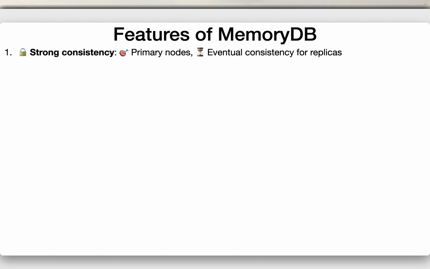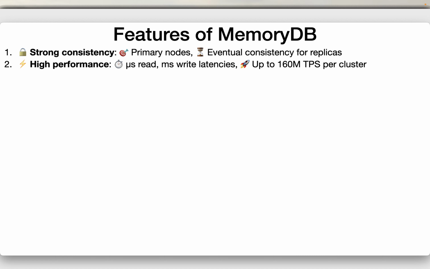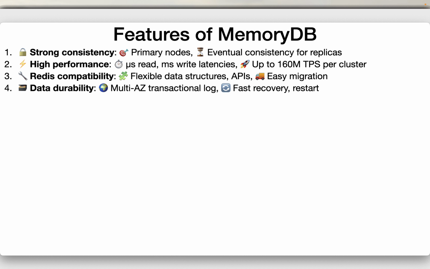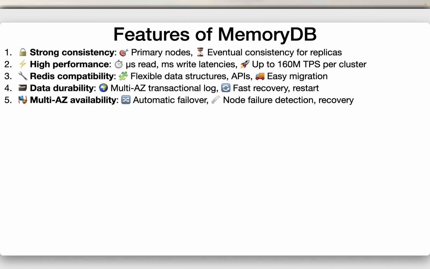Features of MemoryDB: strong consistency for primary nodes and guaranteed eventual consistency for replica nodes. Microsecond read and single-digit millisecond write latency with up to 160 million transactions per second per cluster. Flexible and friendly Redis data structures and APIs. Easily build new applications or migrate existing Redis applications with almost no modification. Data durability using multi-AZ transactional log, providing fast database recovery and restart. Multi-AZ availability with automatic failover and detection of and recovery from node failures.